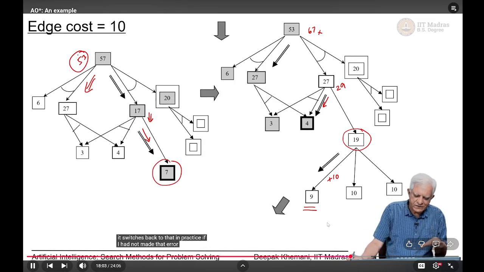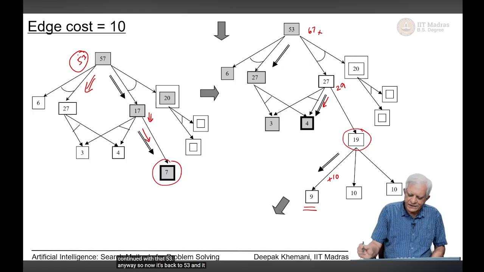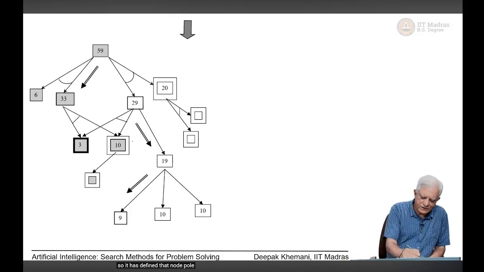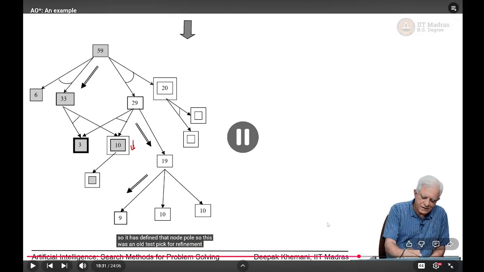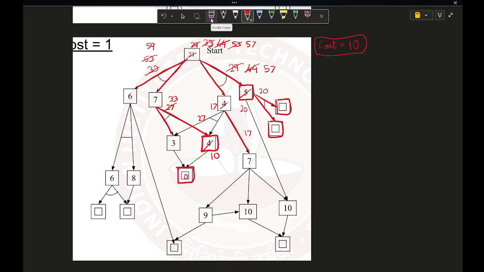So this was the node it has picked for refinement. Here 7 is picked for refinement because the cost on the left hand side is 33 now and the cost on the right hand side is 17. So it always compares. I think we need to start again for the sake of clarity, and maybe a better method would be to draw a tree by ourselves.